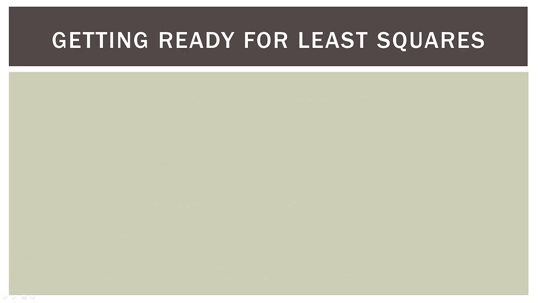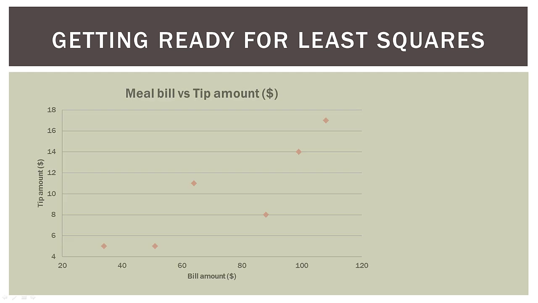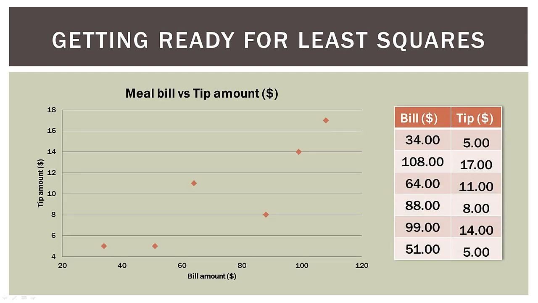Let's go ahead and get ready for conducting the least squares, which we will do in the next video. Now remember, in the first video in regression, we only had the dollar amount of the tip that the waiters or waitresses received. We didn't have the meal amount. So now we're going to go ahead and add that in. So for the bill of $34, I had a tip of $5. For a bill of $108, I had a tip of $17, and so on and so forth. Now when we go ahead and graph those on a scatter plot, it looks like this over here on the left. So you can see where each data point falls with relationship to the bill amount and the tip amount.